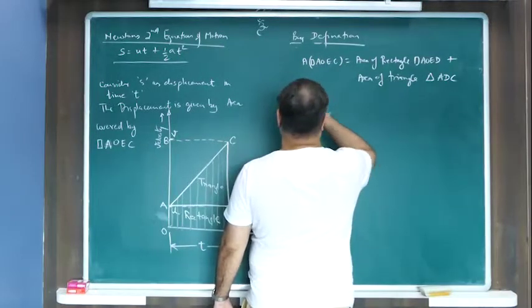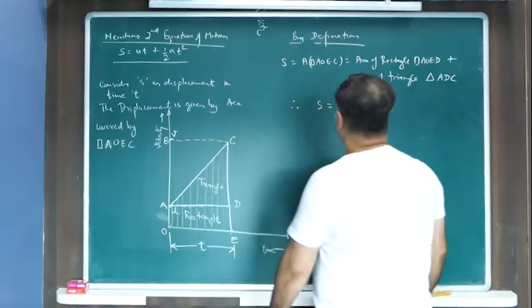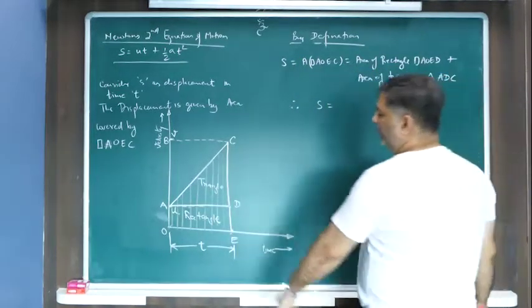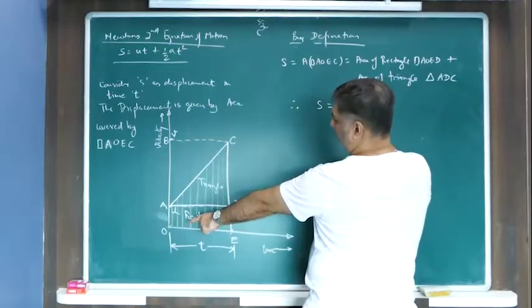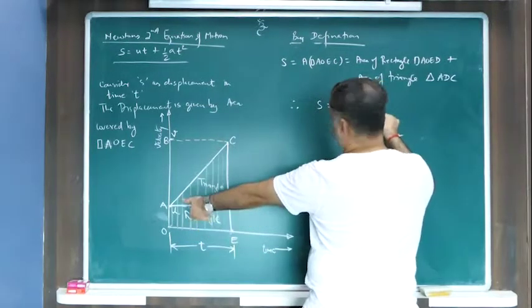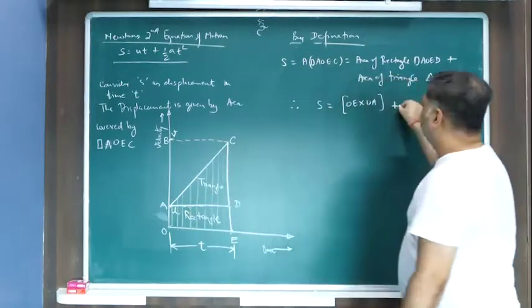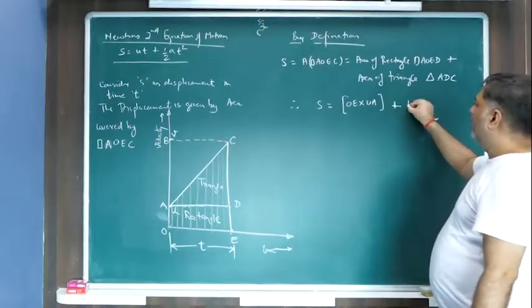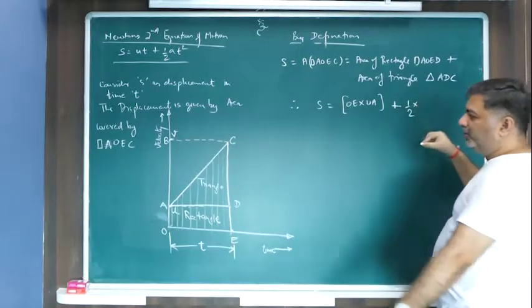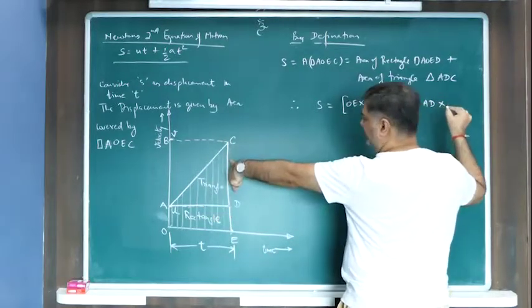Okay, S is equal to, now area of rectangle. What is area of rectangle? Length into breadth. What is the length? OE. Into breadth. What is the breadth? OA. Okay, plus what is area of a triangle? Half into base into height. So half into who's going to be the base? AD. And who will play the role of height? CD.